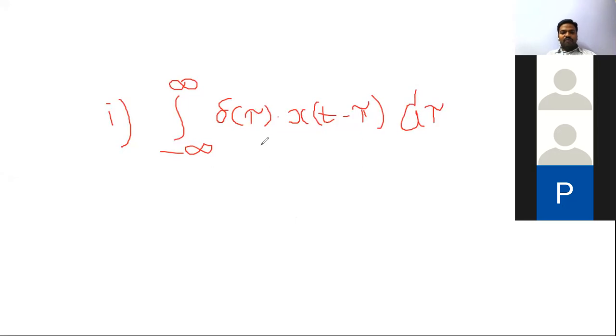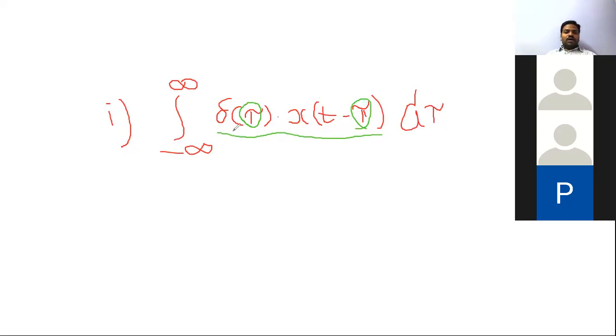Why? Because here you are having two functions. The first one, delta of tau, is nothing but an impulse function, which is multiplied by x of t minus tau, which is the delayed input function. So here in the integral we are multiplying delta of tau and x of t minus tau. Obviously this x of t is an input function, but it is delayed by capital tau units. This tau is also in terms of time domain, but here small t is used. That's why in the integral we are considering it as tau instead of t.